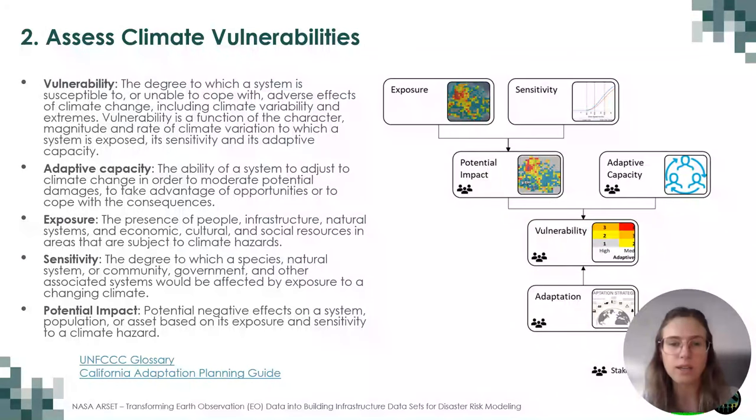And again, exposure is the presence of people, infrastructure, natural systems, and economic, cultural, and social resources in areas that are subject to climate hazards. So this all means that in order to assess the vulnerabilities, we need to assess what the potential impact is, and also assess the adaptive capacity of our system. It can be an asset, a sector, or people.